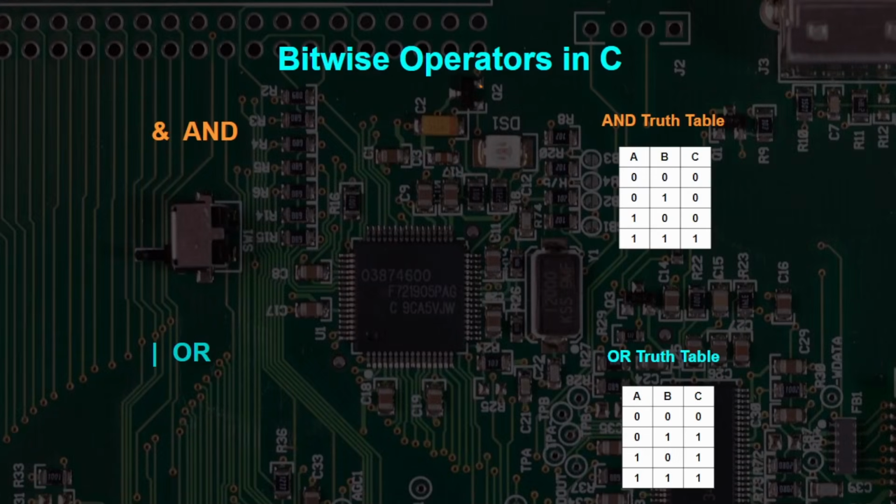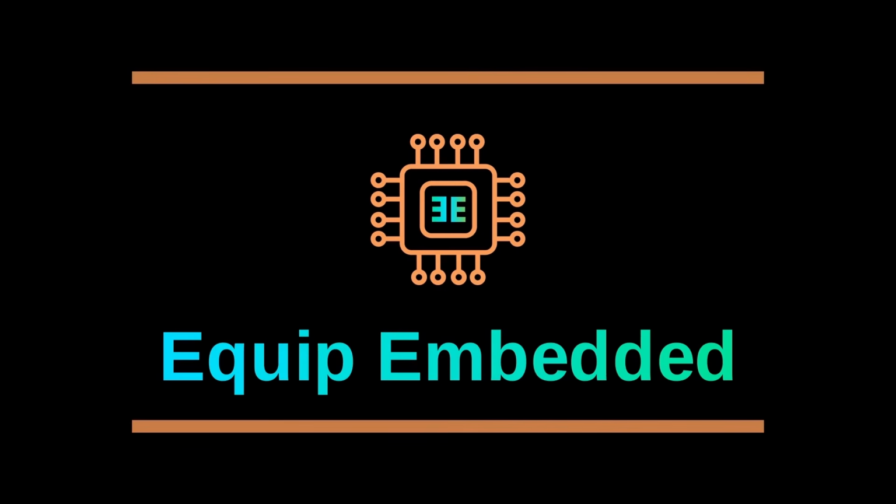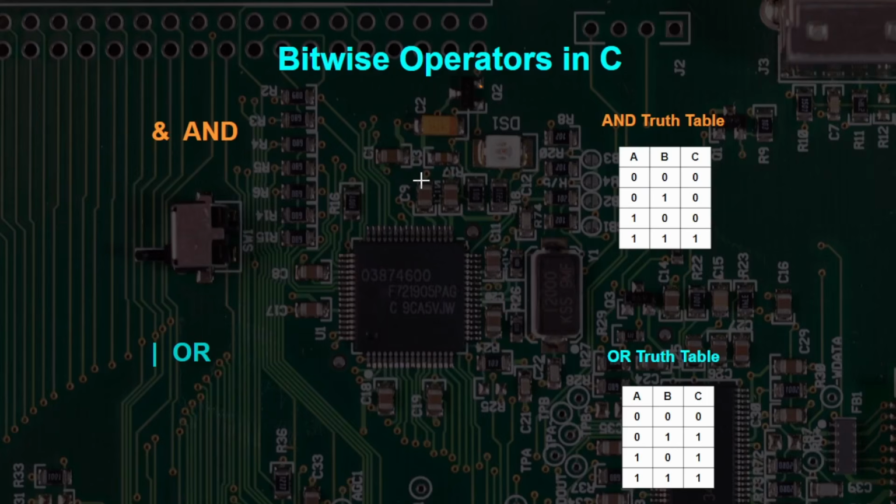In bare metal programming, we use bitwise operators a lot, especially when it comes to writing to registers. In this video, I'm going to walk you through some of the popular bitwise operators and show you how they work. Alright, let's start with AND.